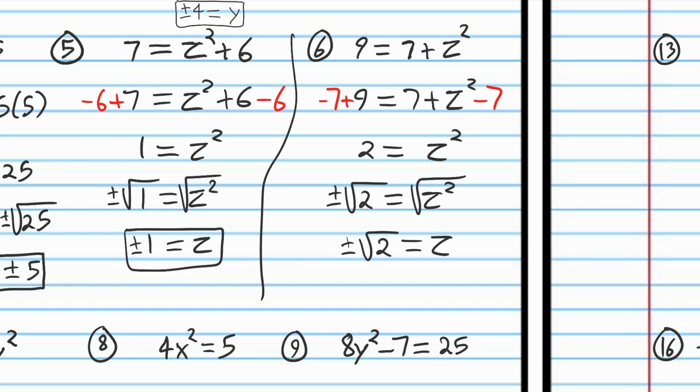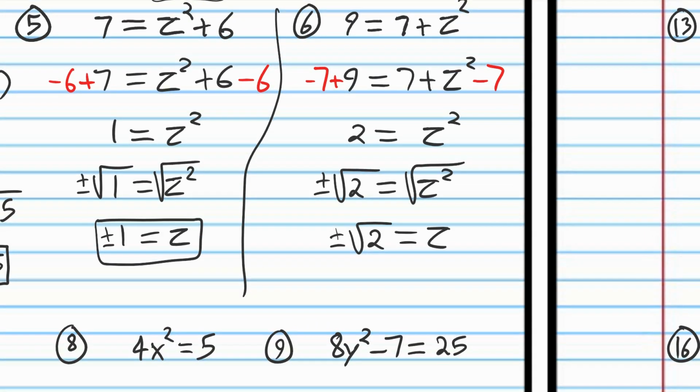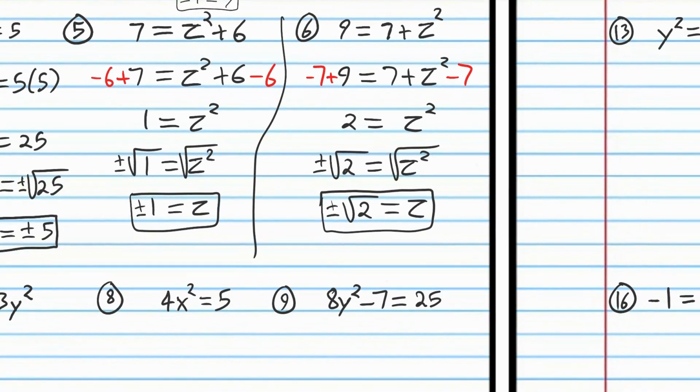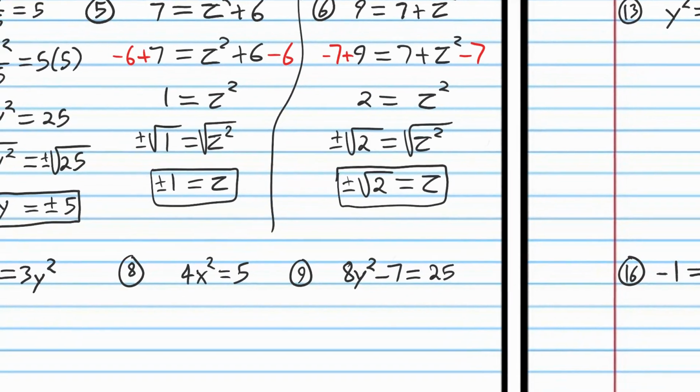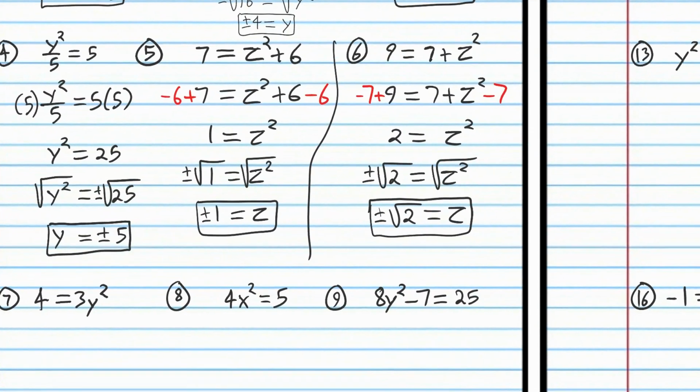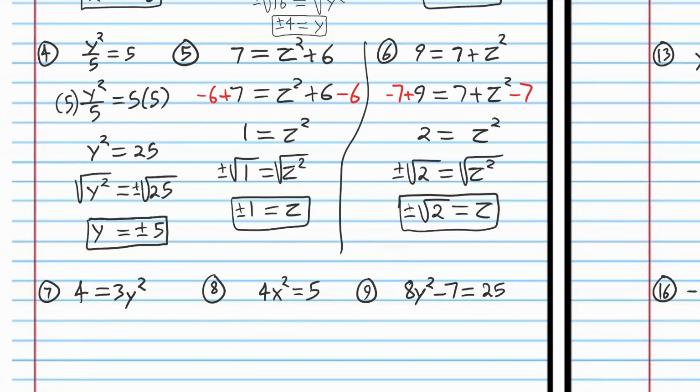We can't do anything with square root 2. 2 is not a perfect square. Perfect squares are 1, 4, 9, 16, 25, 36. 2 is not one of those perfect square numbers. So that means that we just have to leave it as square root 2. So I'm sorry I didn't warn you about that. But those are the answers. Positive square root 2 and negative square root 2. Those are the answers.